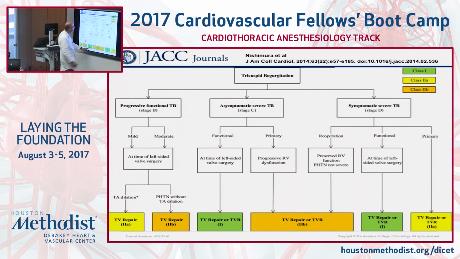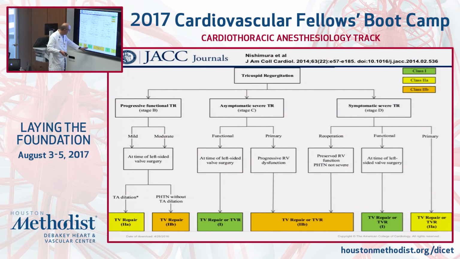which we have over here, are for asymptomatic severe TR, functional, at the time of left-sided valve surgery. So if they have severe TR and they're asymptomatic and they're having left-sided surgery, you have a Class 1 recommendation to do a tricuspid valve repair, which at the time of surgery doesn't really add much to what you're doing. It's a fairly straightforward thing to do.